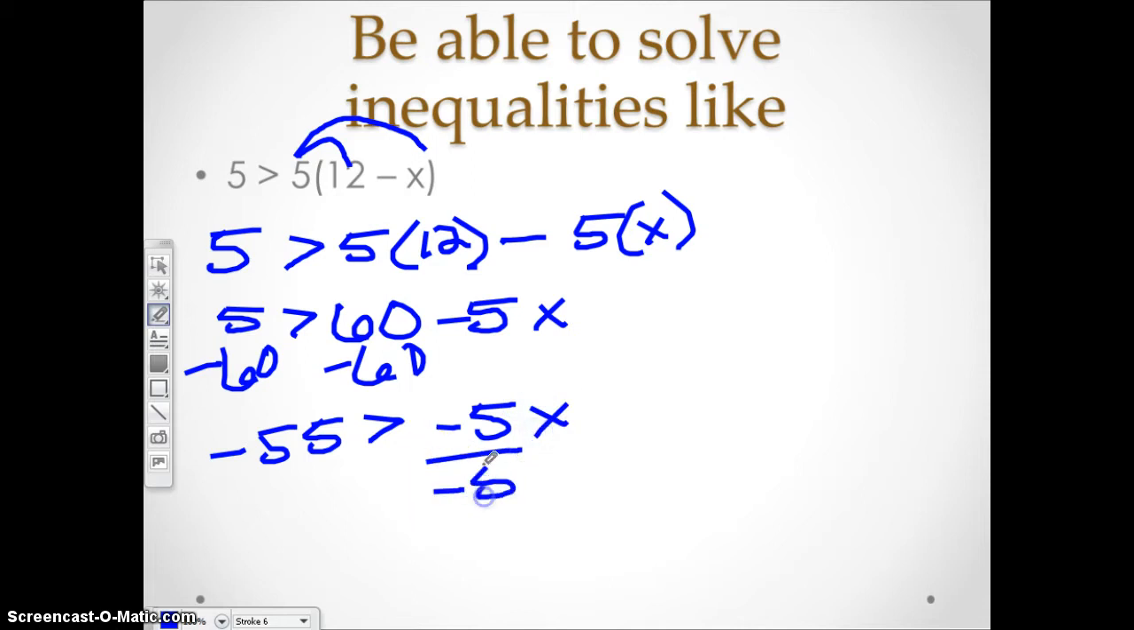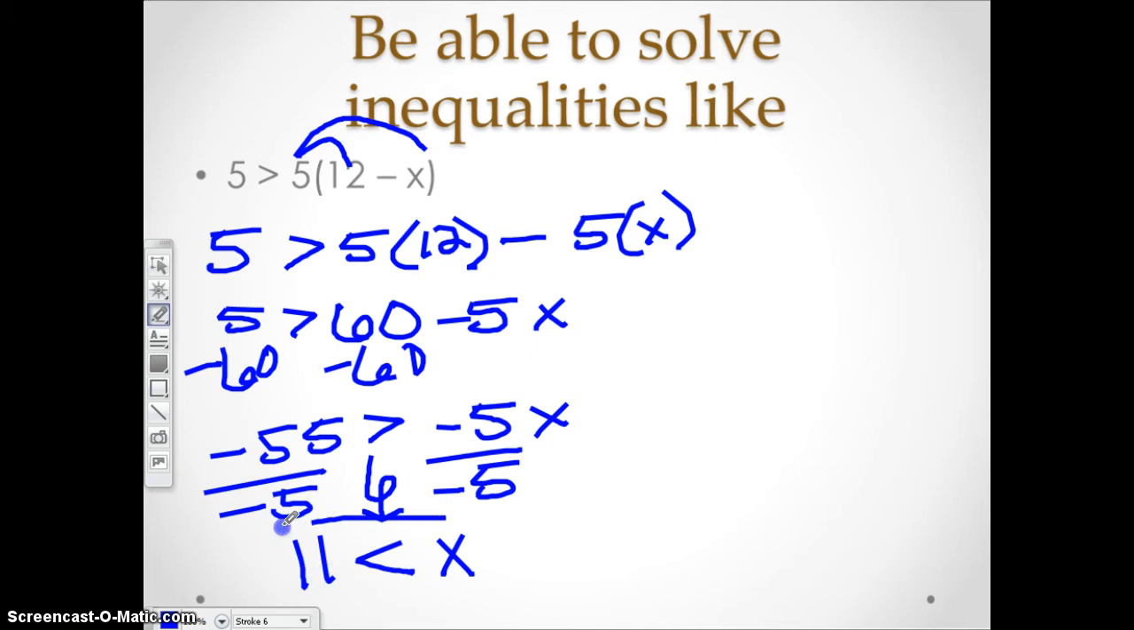Divide both sides by negative 5. But if we divide by a negative, we have to flip the operator. Negative 5 divided by negative 5 gives us positive 1. Negative 55 divided by negative 5 gives us positive 11.